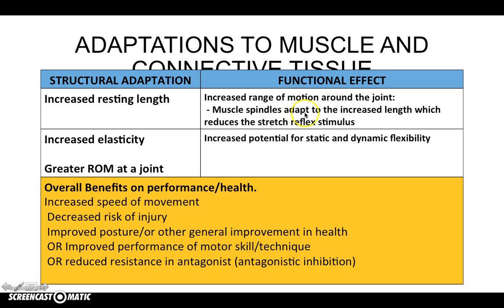So muscle spindles adapt to the increased length, which reduces the stretch reflex stimulus. Now the stretch reflex stimulus we will go through tomorrow in more detail. Muscle spindles, by the way, are sensory receptors within the muscle that detect the stretch, very similar to proprioceptors detecting that change in length. So they detect the stretch, and they relay this information to the brain.